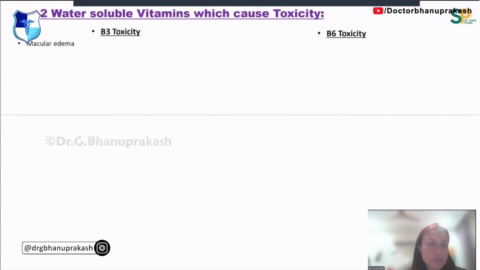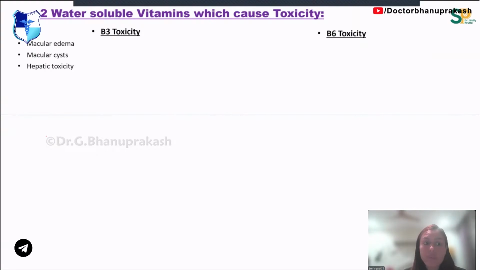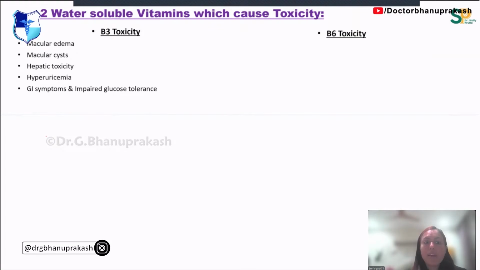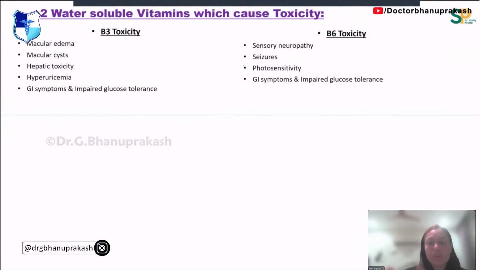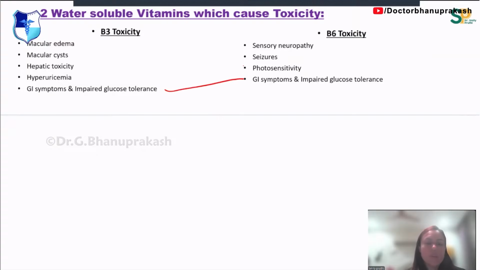In B3 toxicity, the patient has macular edema, macular cyst, liver is affected, hepatic toxicity occurs, hyperuricemia, and also the patient has GI symptoms and impaired glucose tolerance. B6 toxicity: sensory neuropathy, seizures. So the brain is affected here in B6, seizures, also photosensitivity, and GI symptoms and impaired glucose intolerance are common features for both B3 and B6.